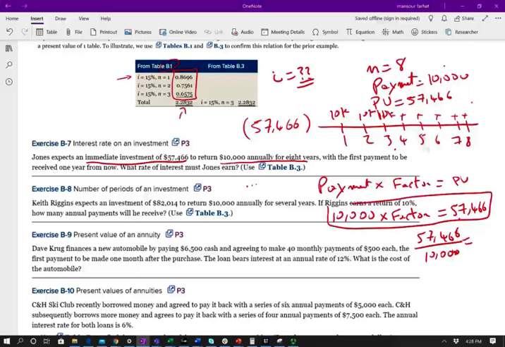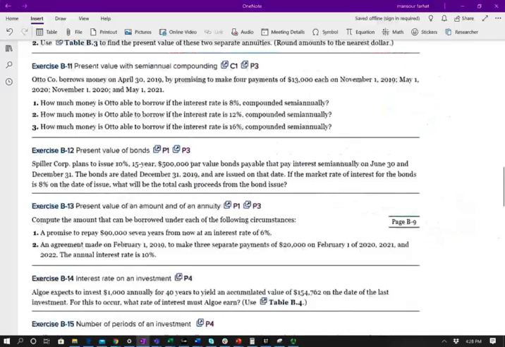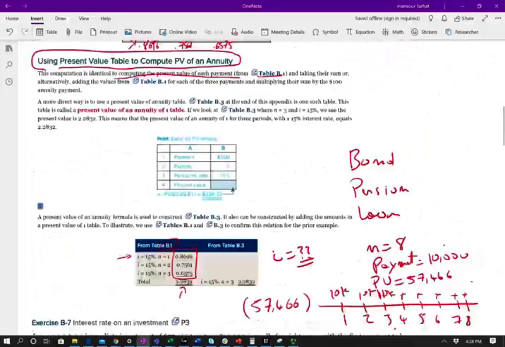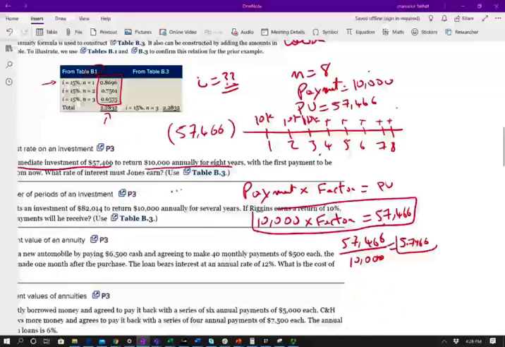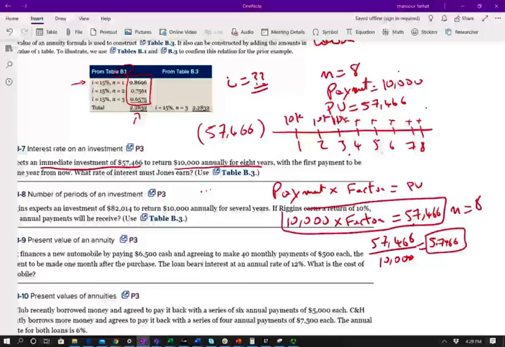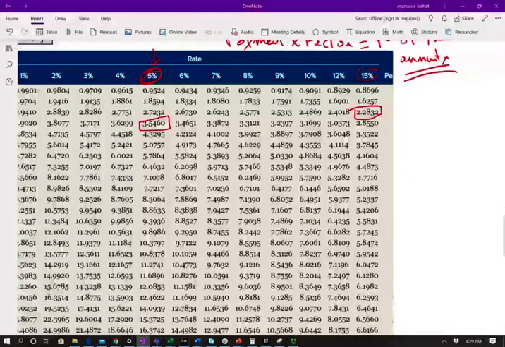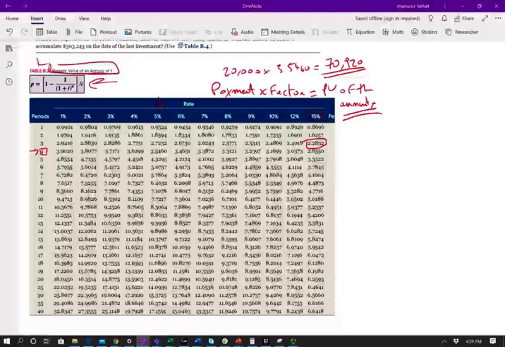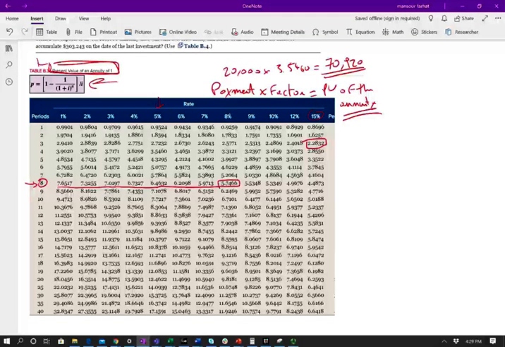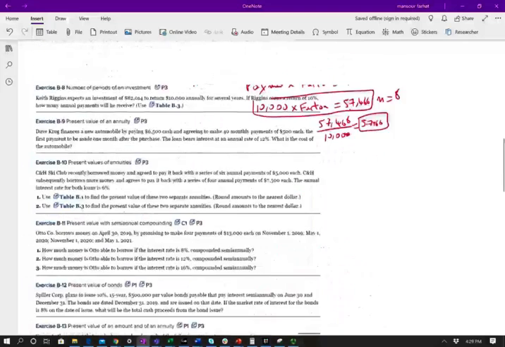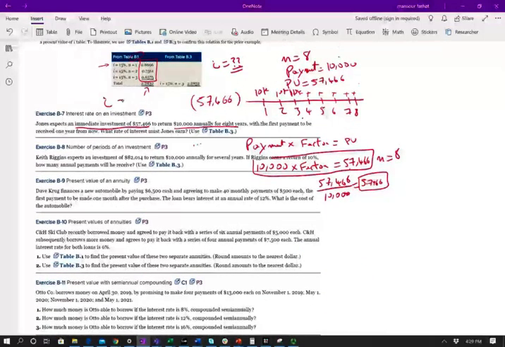So the present value annuity factor is 5.7466. Now, I have the factor 5.7466 and n equals 8, so let me go to the table of the present value annuity factor. Again, you want to make sure you're working in the right table. n equals 8. I don't know the interest rate, but if I go across and find the closest one to 5.7466, it's right here. So you need to invest this money at 8%. The answer for this problem is i equals 8%.